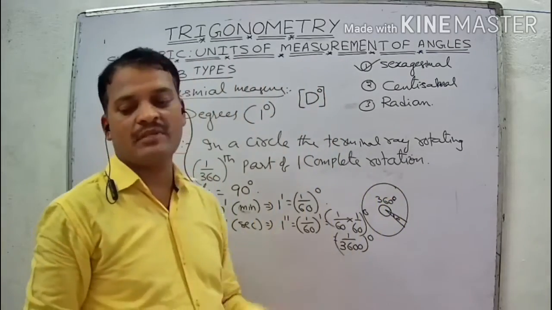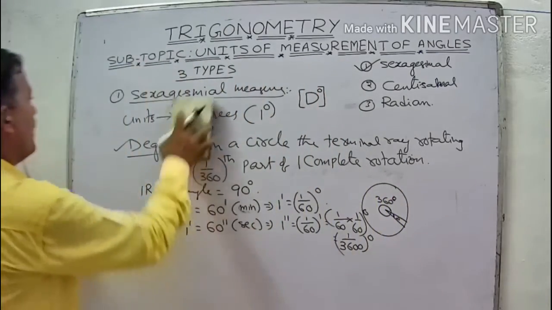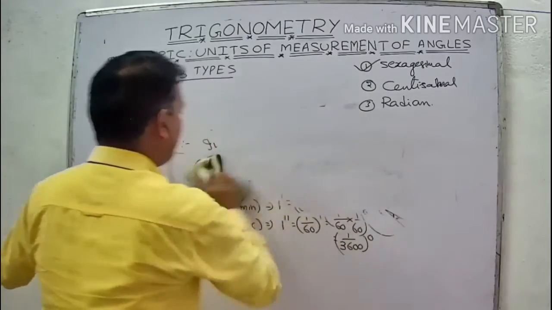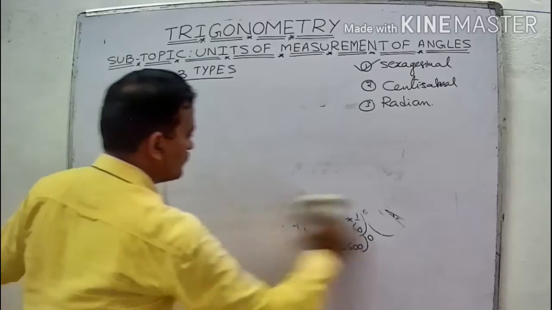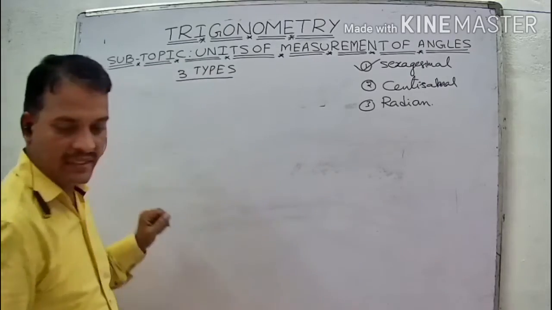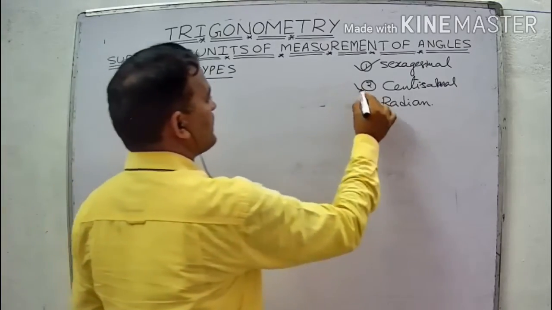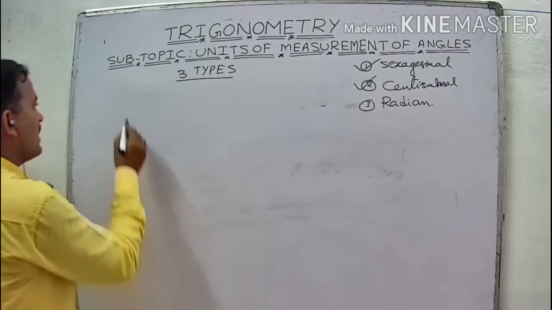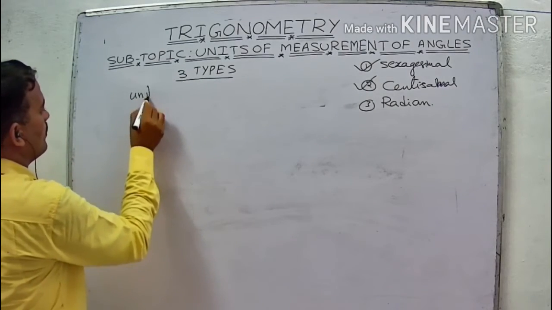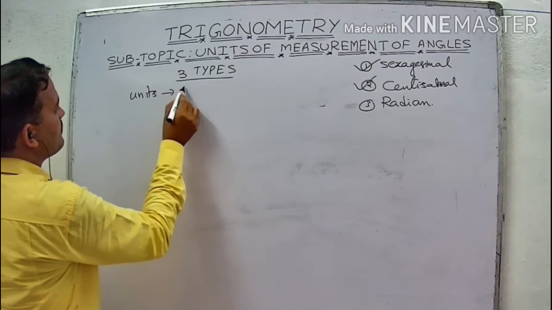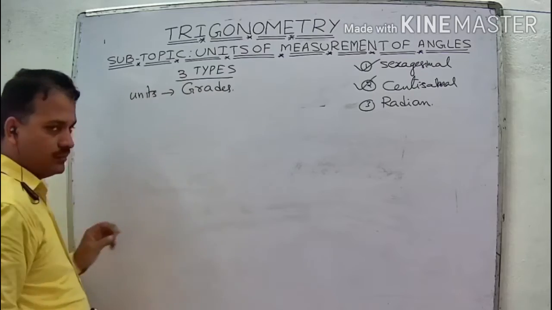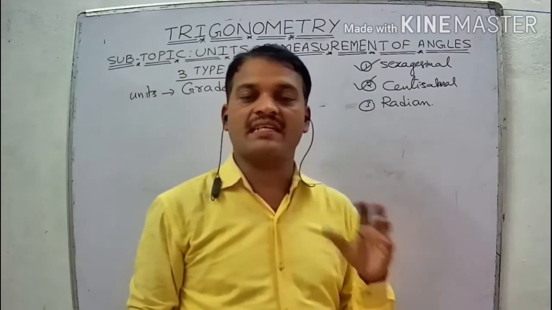So that is the sexagesimal measure. Then what is the second measure? Second measure is centesimal measure. What are the units of centesimal measure? Units of centesimal measure are grades, friends.